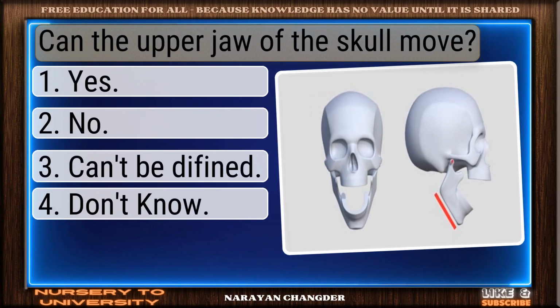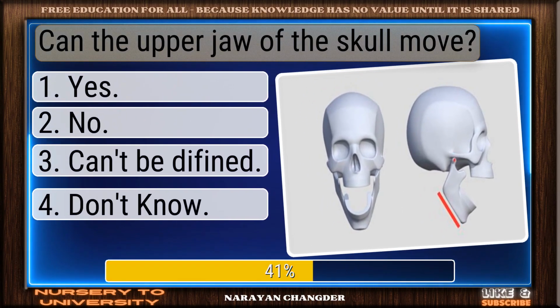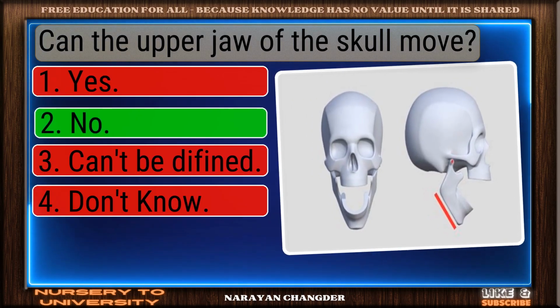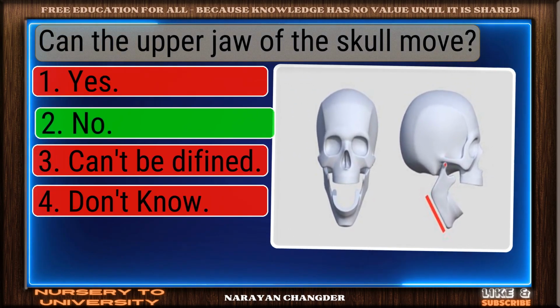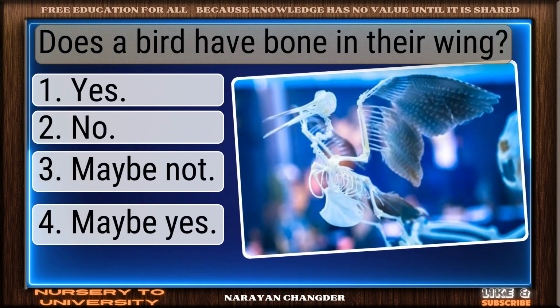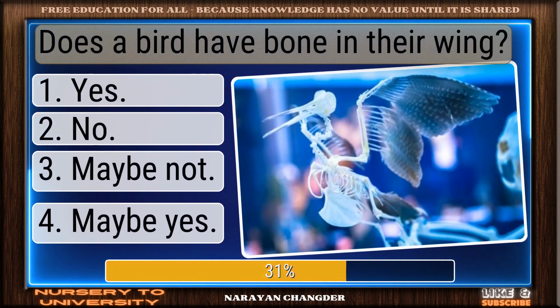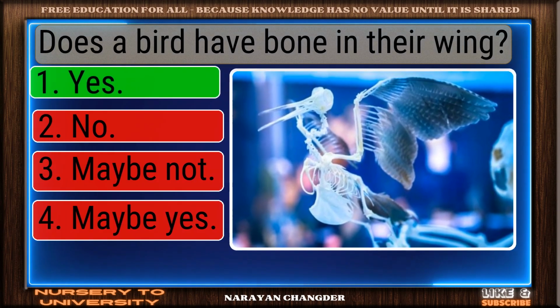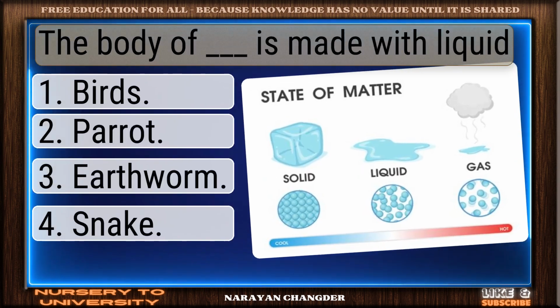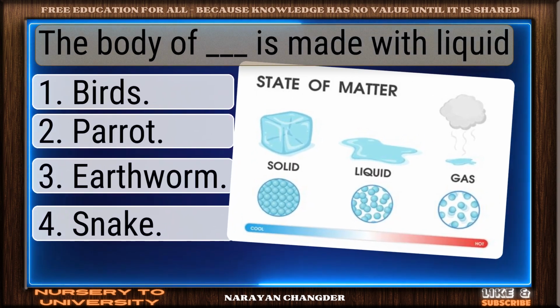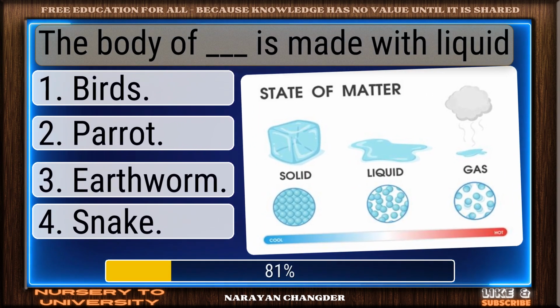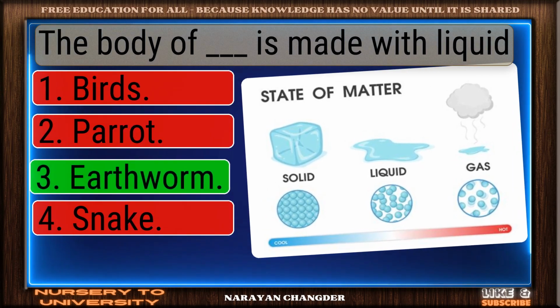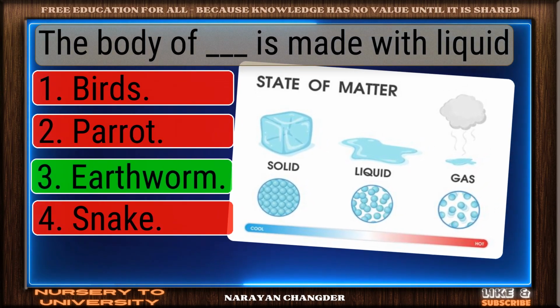Can the upper jaw of the skull move? Strong choice. No is the right answer. Does a bird have bone in their wing? On track. Yes is the correct answer. The body of dash is made with liquid. Good thinking. Earthworm is the right answer.